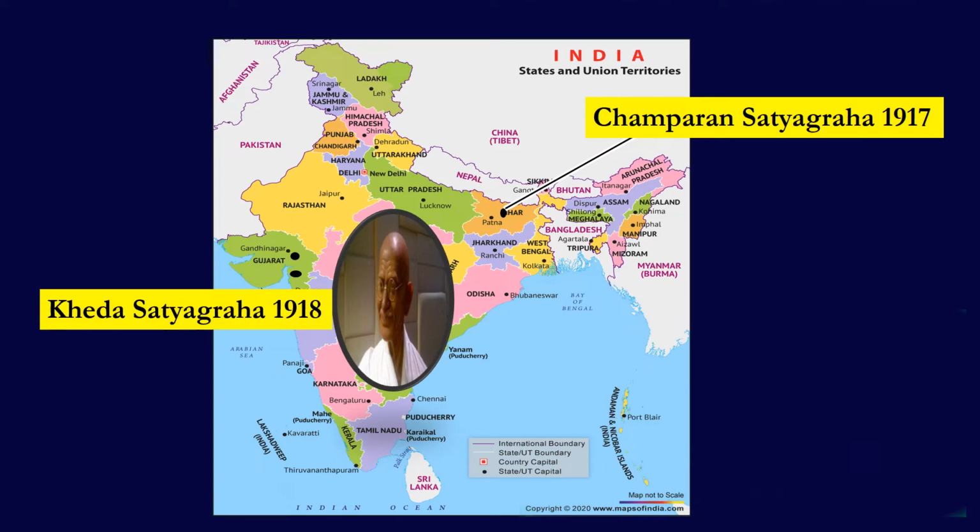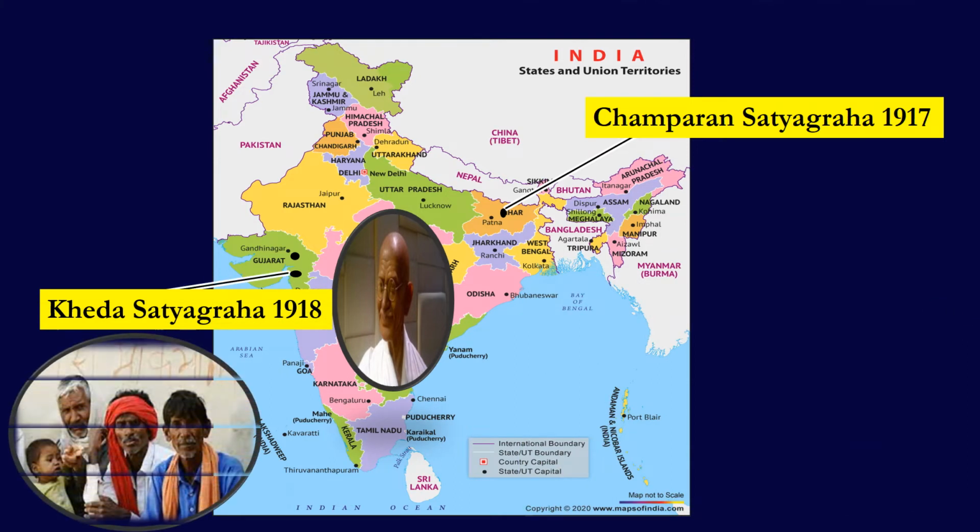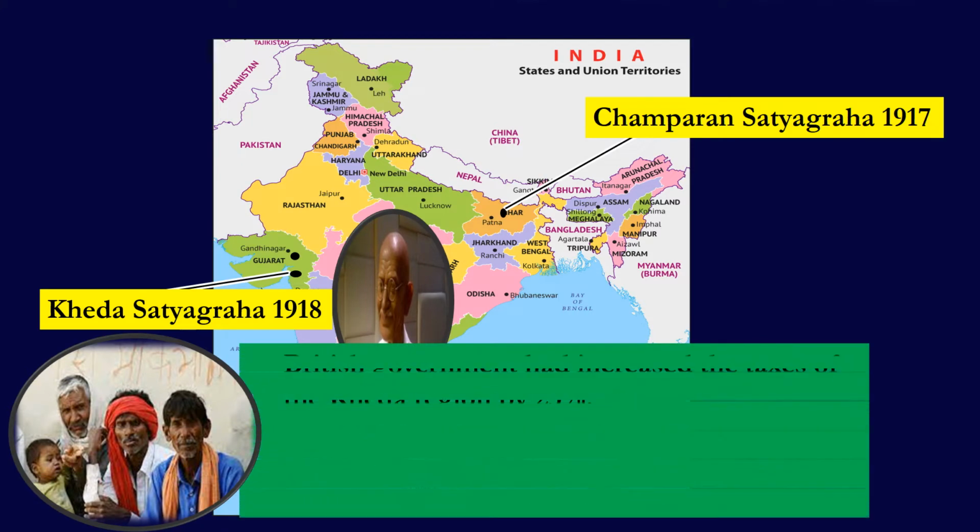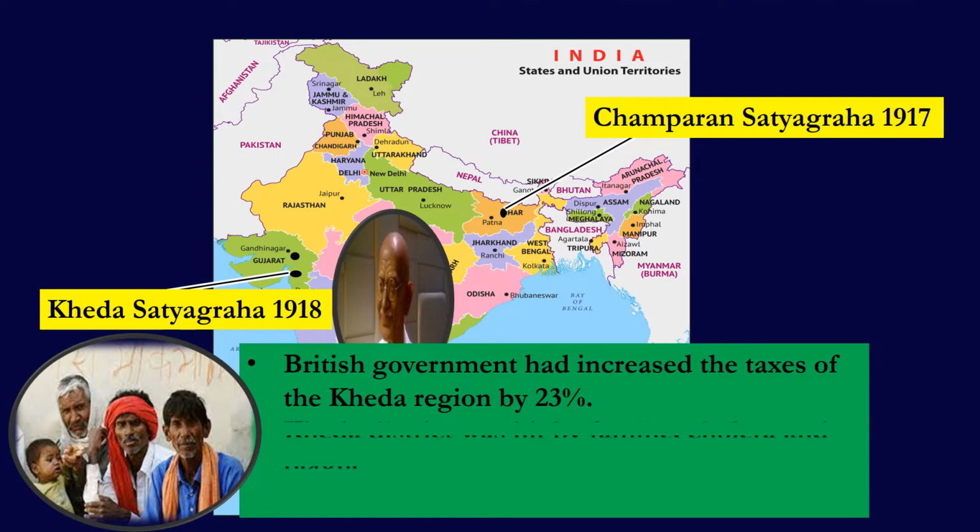The second Satyagrahi movement was organized in the Kheda district of Gujarat in support of peasants. In 1918, the British government had increased the taxes of the Kheda region by 23%. It was the time when Kheda district was hit by famine, cholera and plague. Thus, the peasants of the Kheda district were not able to pay the taxes, but the British government warned them that if they did not pay the taxes, they would lose their lands and properties.